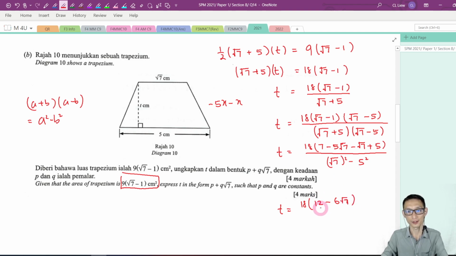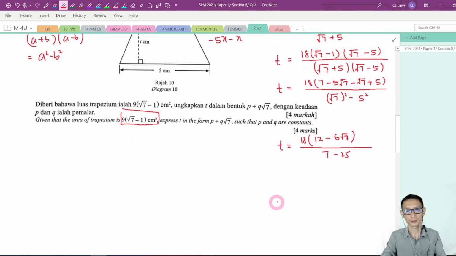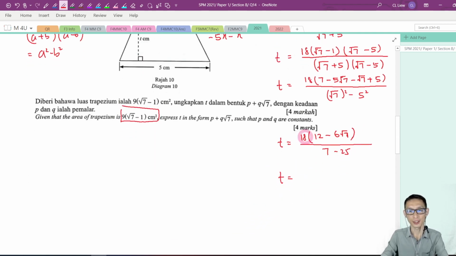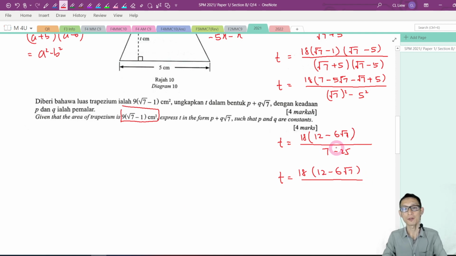Okay. And here you will get 7 and 25. I just copy. And this is 12 minus 6 times square root of 7. Okay, 7 minus 25, you will get negative 18. You can simplify it. And don't forget you have a negative over here.